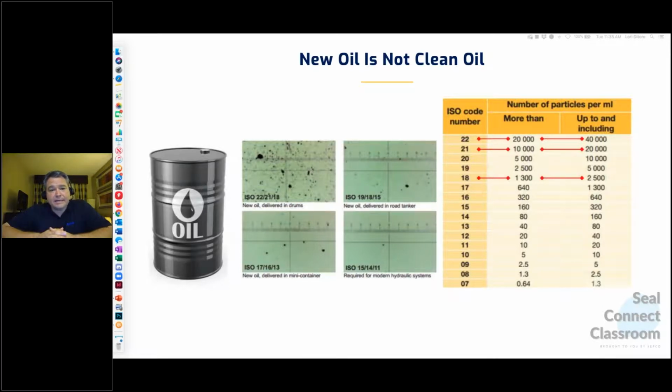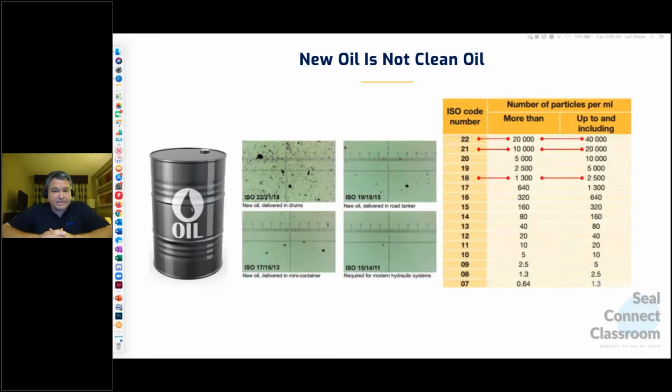And so the idea is, from the top left to right, that's new oil delivered in a tanker. Why is that different? Well, when it's offloaded, it typically passes through a filter before going into your storage tank, and so just dropping down from a 22 to a 19 is significant. We're talking it could be 40,000 particles all the way down to a 19, which is 2,500 particles. So you can see a clear difference in total particles.